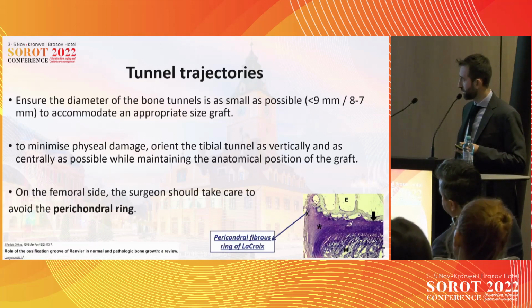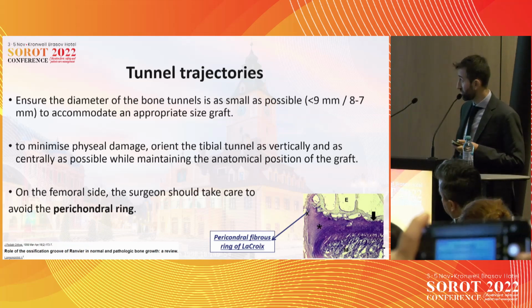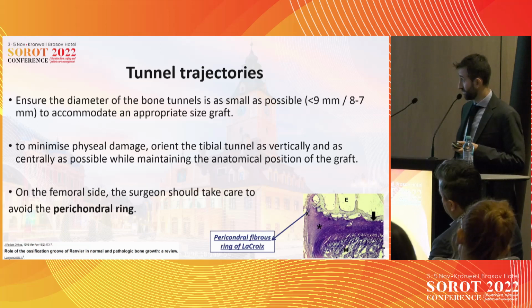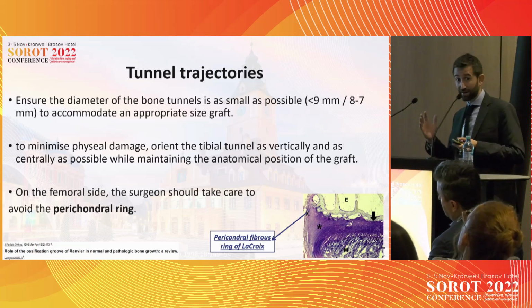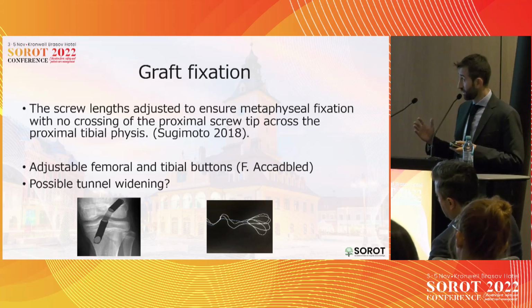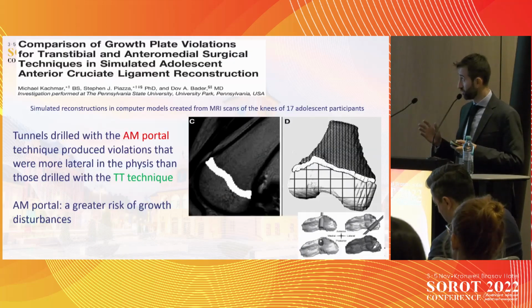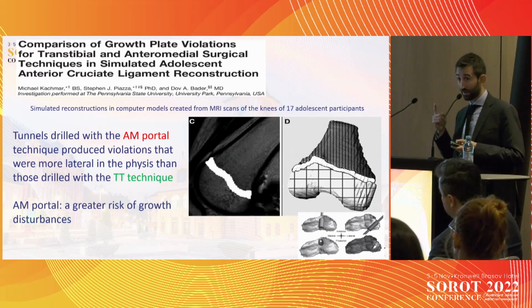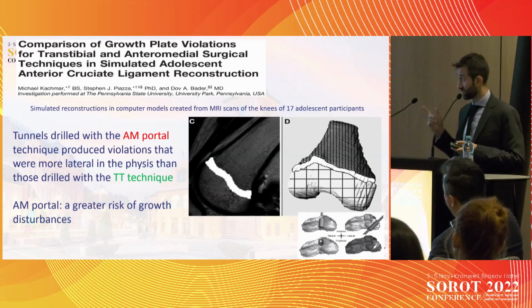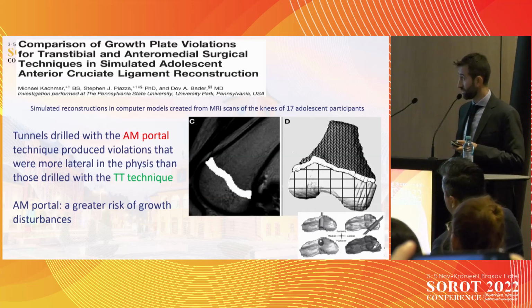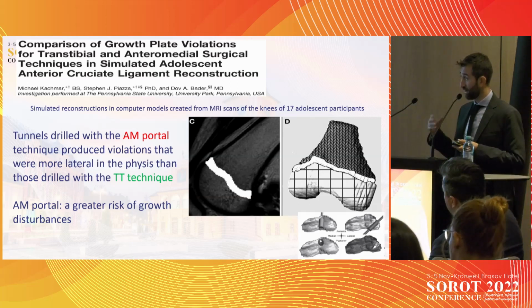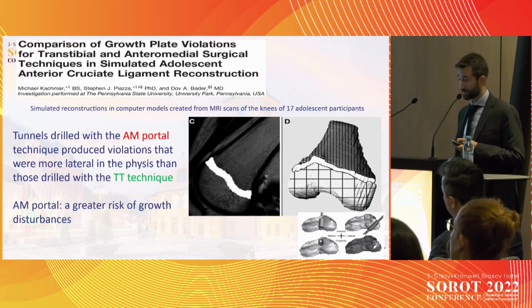The important point is to make a tunnel less than 9 millimeters, if possible, and to orient the tunnel to reduce in a better way the injury of the perichondral ring, which is the lateral portion. So if you do the graft, I recommend doing it from a transtibial portal and not from the anteromedial one, as some studies suggest, because in that way the direction creates less growth plate disturbance.